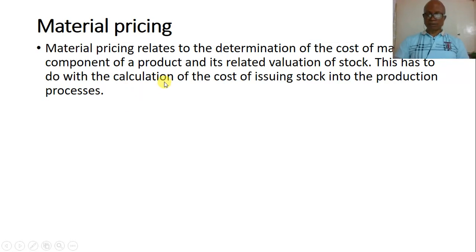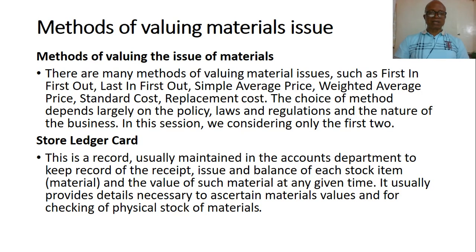So let's look at methods of valuing material issues. There are several methods. Number one, we have first in, first out, that's FIFO. We also have last in, first out, that's LIFO. We have simple average price, and we also have weighted average price. We also have the standard cost method and the replacement cost method. They come with different variants and different ways of calculating stock materials that you're issuing out of stock for the purpose of producing goods or for selling them to your customers.